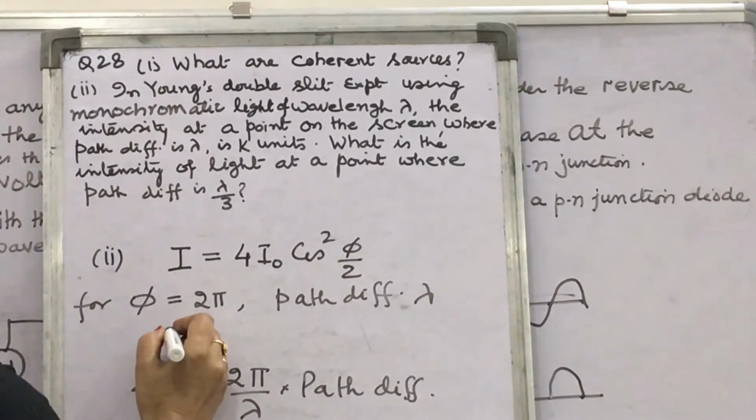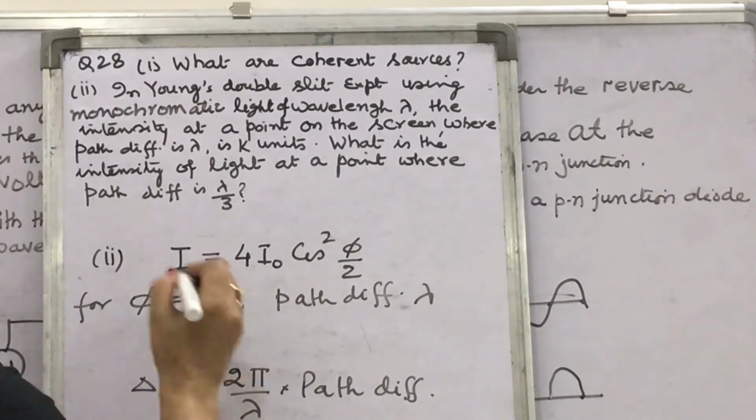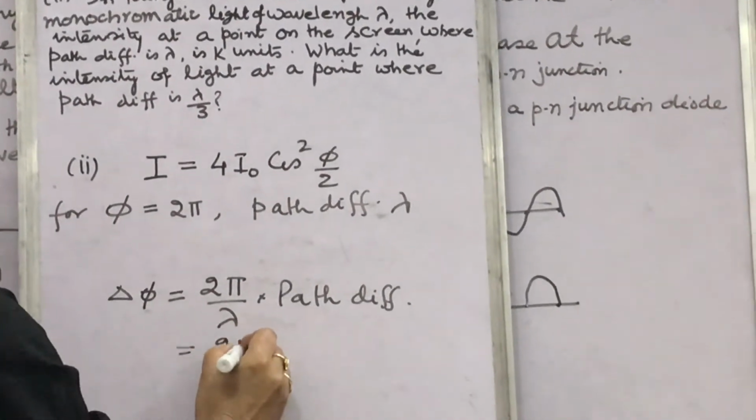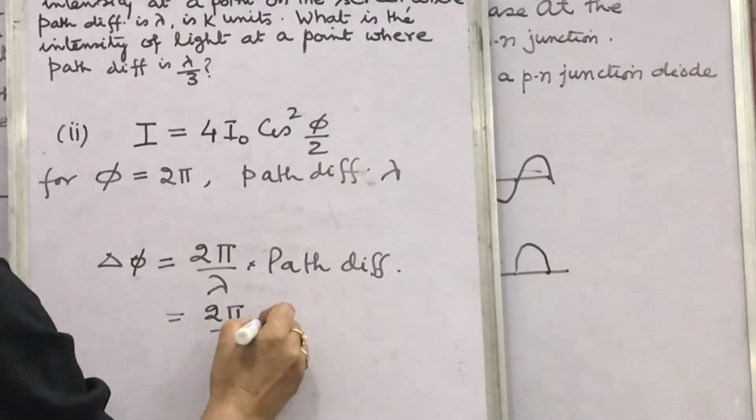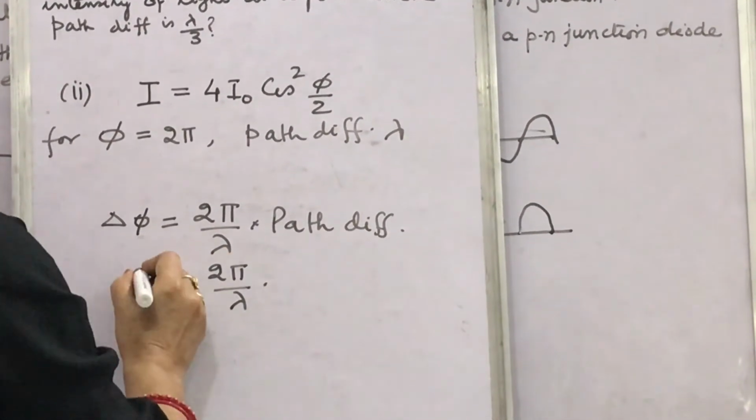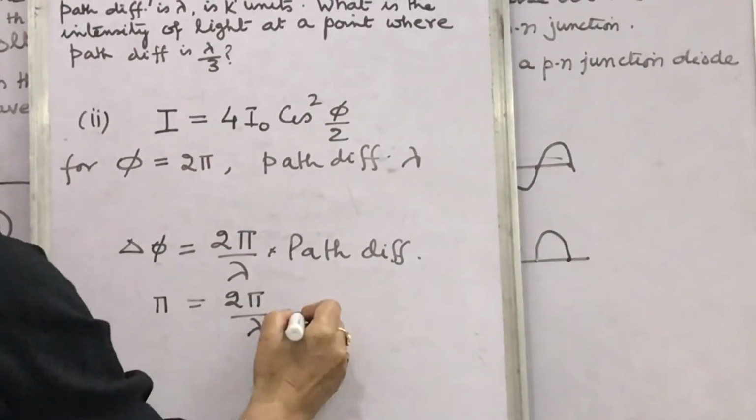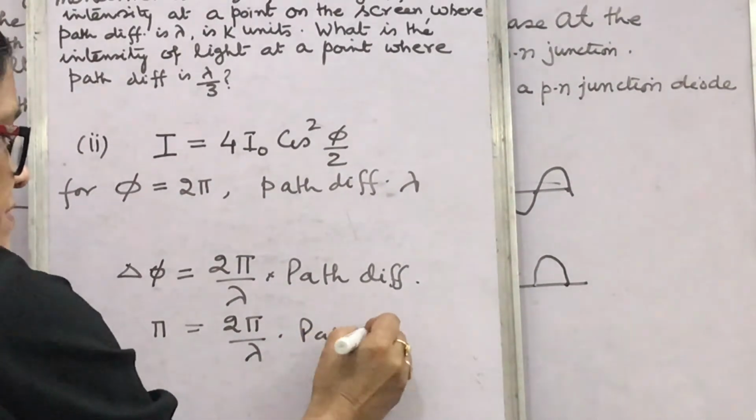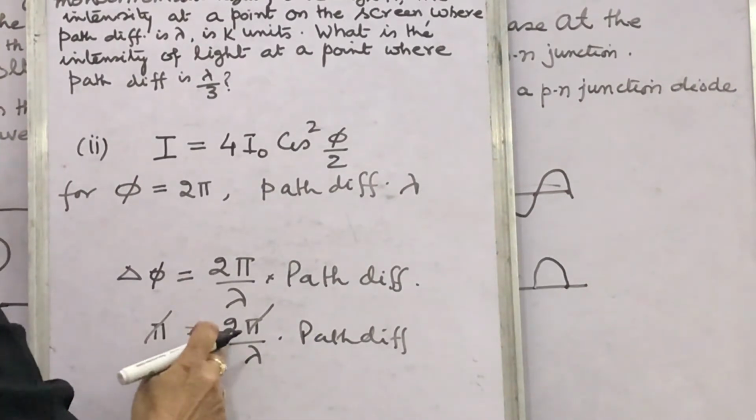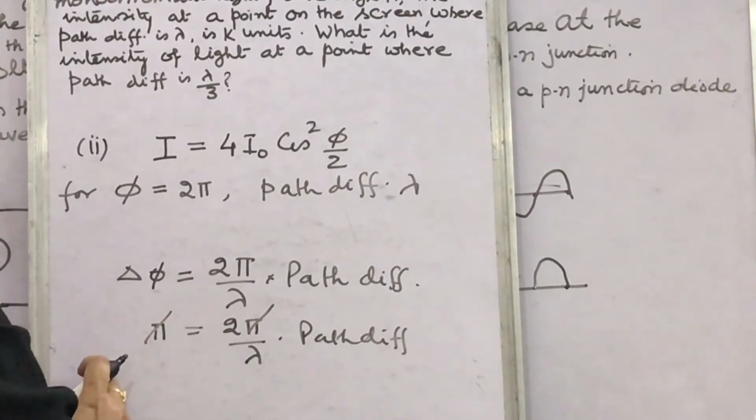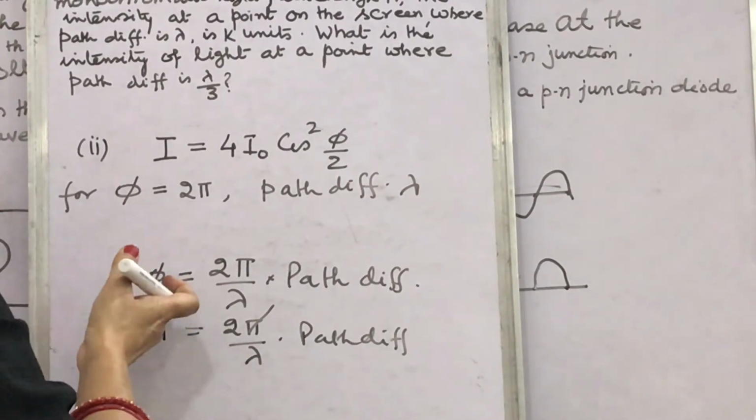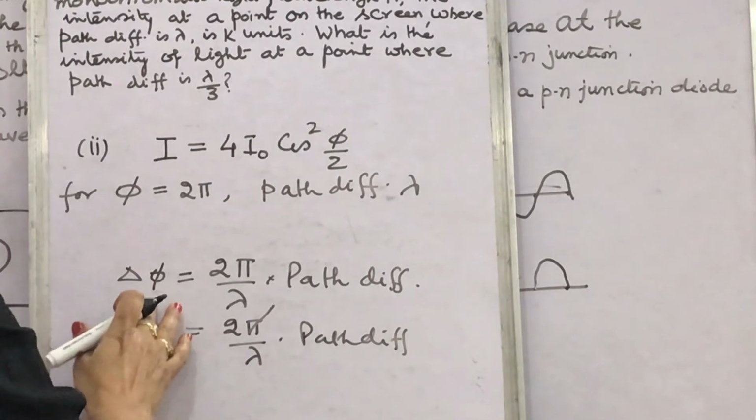You will write here the path difference. Then what will you get from this relation? This is 2 pi over lambda into path difference. Path difference you have to find, this phase is pi. Then into path difference, you have written as it is. Then what will you get as path difference? You bring here lambda, this by 2. What will be the path difference? Lambda by 2. Whatever may be the phase change, you can find the path difference.